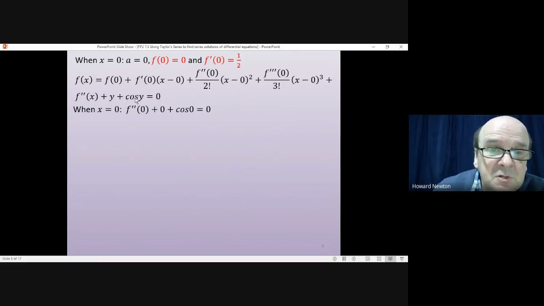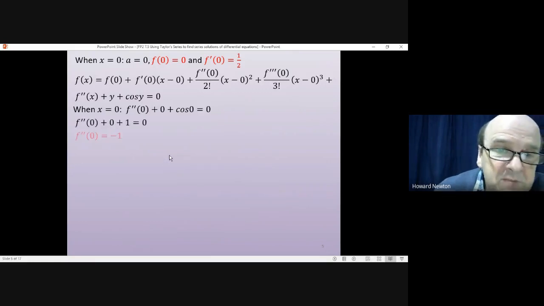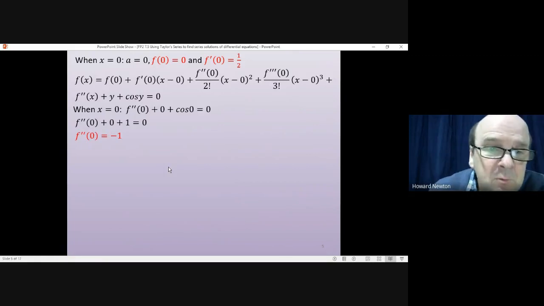Well, we just substitute that in with the value of y that we were given in the question. And the value of y when x is 0, that's f of 0. So y here when x is 0 means the same thing as that. So when x is 0, f double dashed of 0 plus 0 plus the cosine of 0 will equal 0. That simplifies to that, which gives us the second differential at x equals 0 is minus 1, which is the value we're going to have to write here.